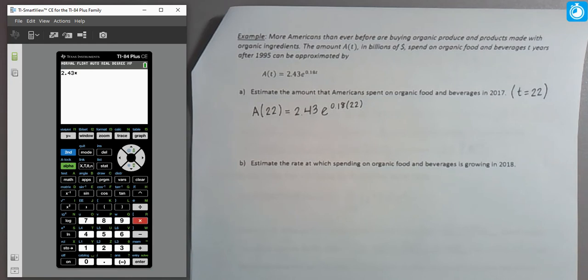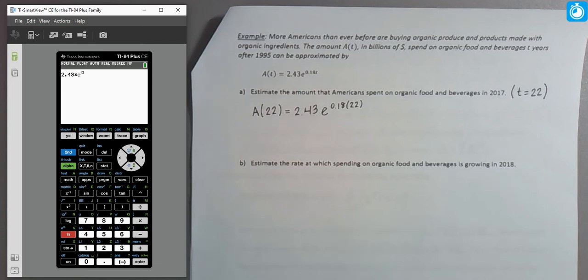So 2.43 times e to this power. Remember, e is right above the ln button in blue. So second, and ln is going to give me e. Now, depending on how new or how old your calculator is, your calculator may format it the way mine does, where it actually brings up an exponent. Or your calculator may format it just by typing e and then typing an up arrow.